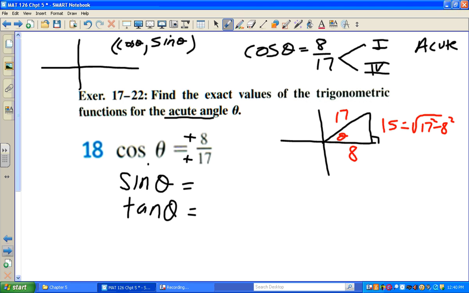Now you complete the sine and the tangent. Sine of theta is the opposite over the hypotenuse, and the tangent is opposite over adjacent. Okay? Do you remember the identities we had yesterday? The sine squared plus cosine squared equals 1. Do you really think that 8/17 squared plus 15/17 squared is going to equal 1? Do you honestly really think that?